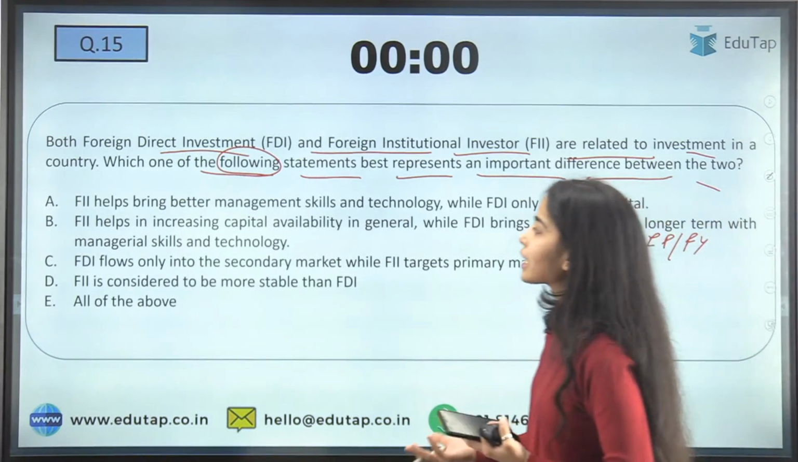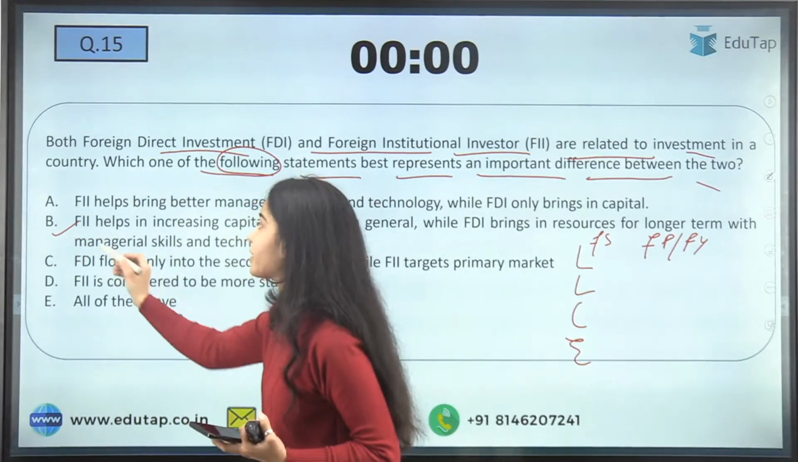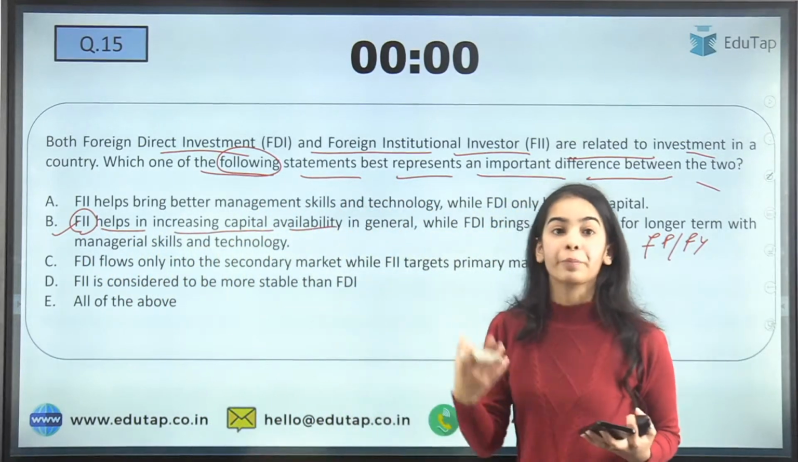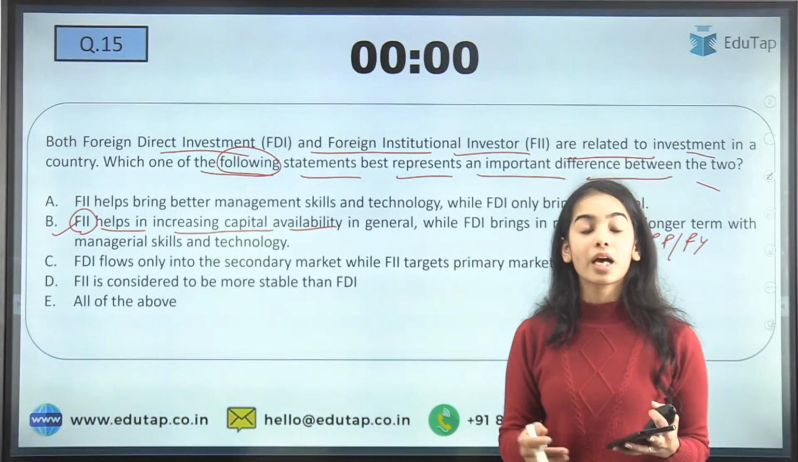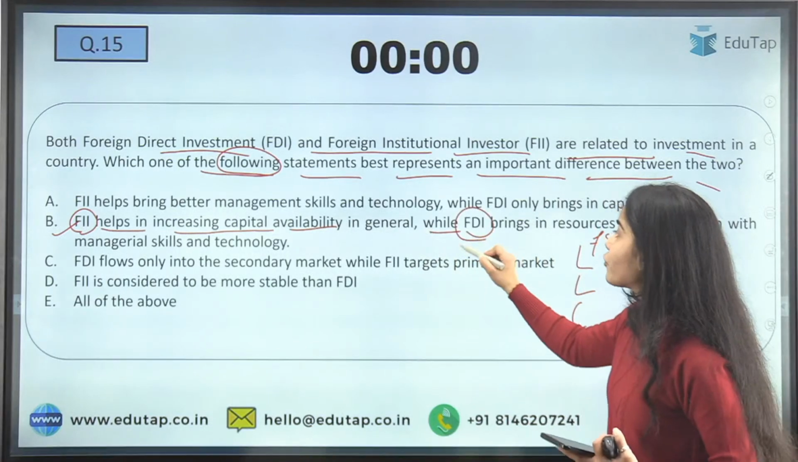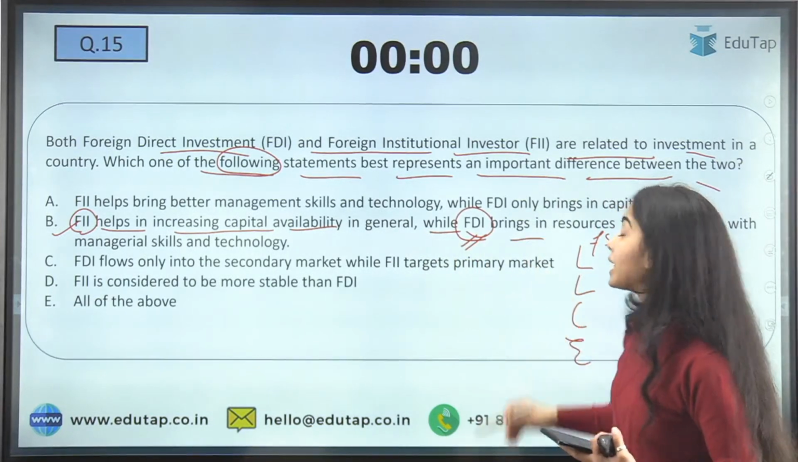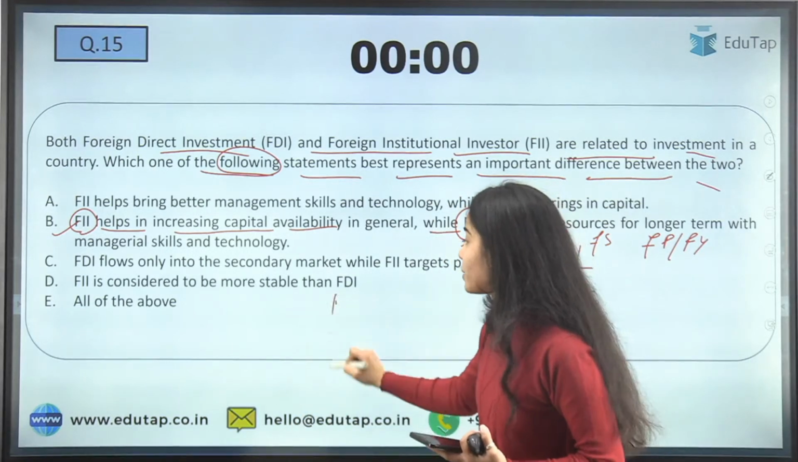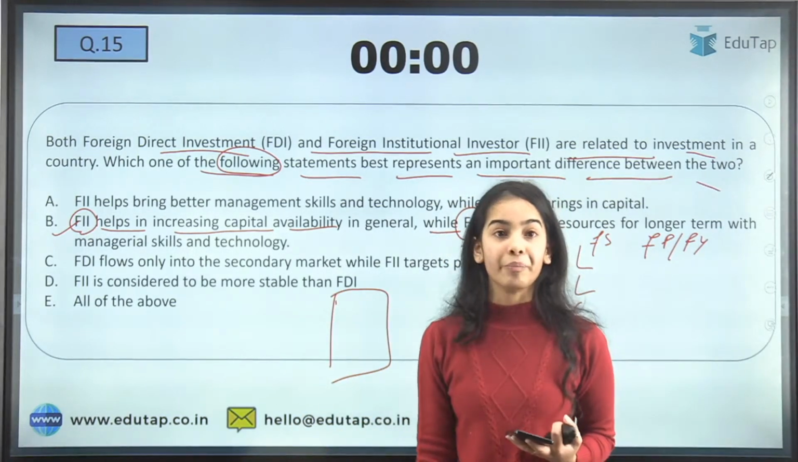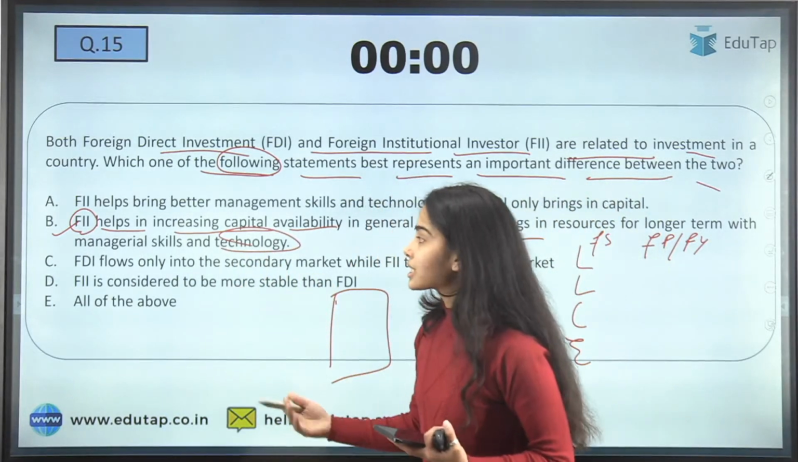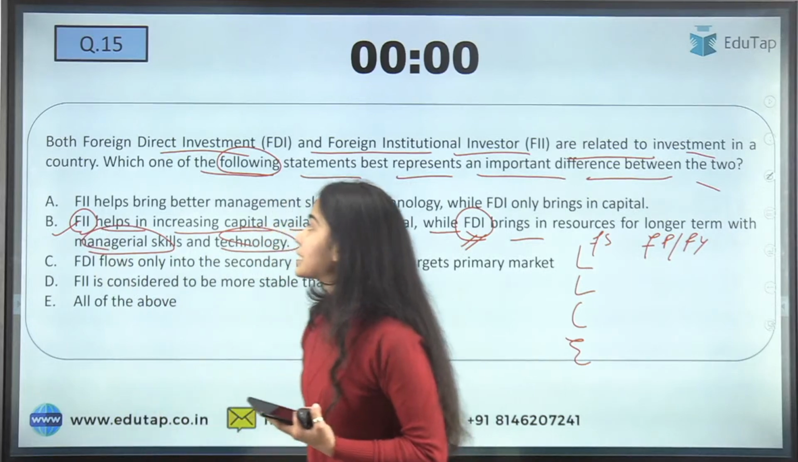So many of you are giving the answer B, and it should be right, because a foreign institutional investor helps in increasing capital availability, because they are buying our portfolios, our shares and so on. Why FDI, foreign direct investment, brings in resources: it brings managerial resources, it helps us build factories, and it brings technology and managerial skills with it.